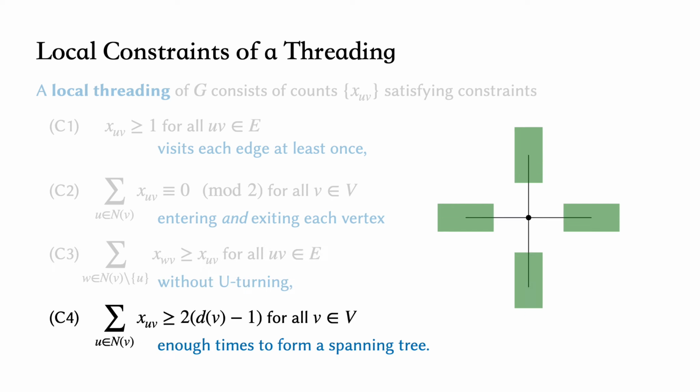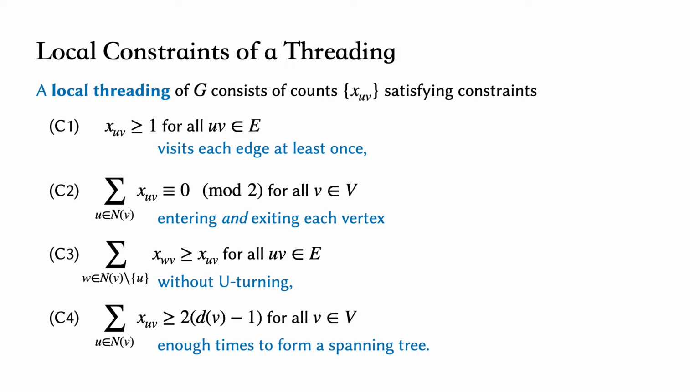Next, because each junction graph must be connected, it has to have at least enough edges to form a spanning tree with dv minus 1 edges, where dv denotes the degree of vertex v. Therefore, the sum of counts of edges incident to v must be at least twice this number. In this case, where there are insufficient visits, the junction won't be connected. Whereas here, with sufficient visits, we can create a traversal of the thread that ensures connectivity.